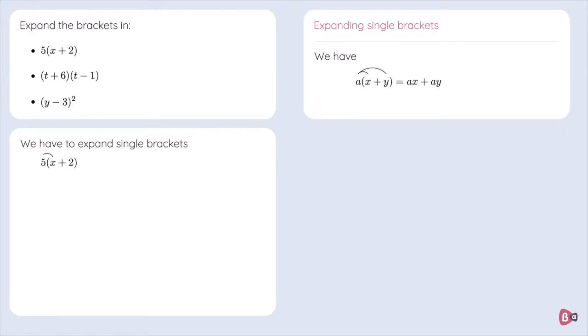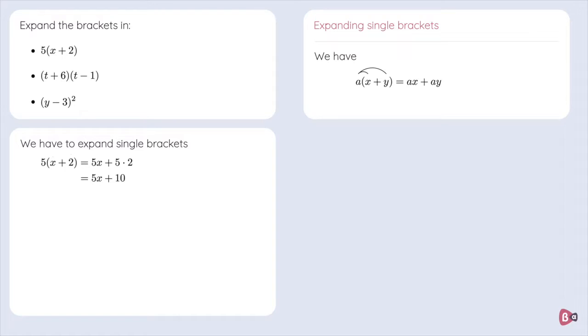So we draw a little arrow between 5 and x, which gives us 5x. And we draw a little arrow between 5 and 2, which gives us 5 times 2. Now we're almost done, but we can simplify 5 times 2 because that equals 10.